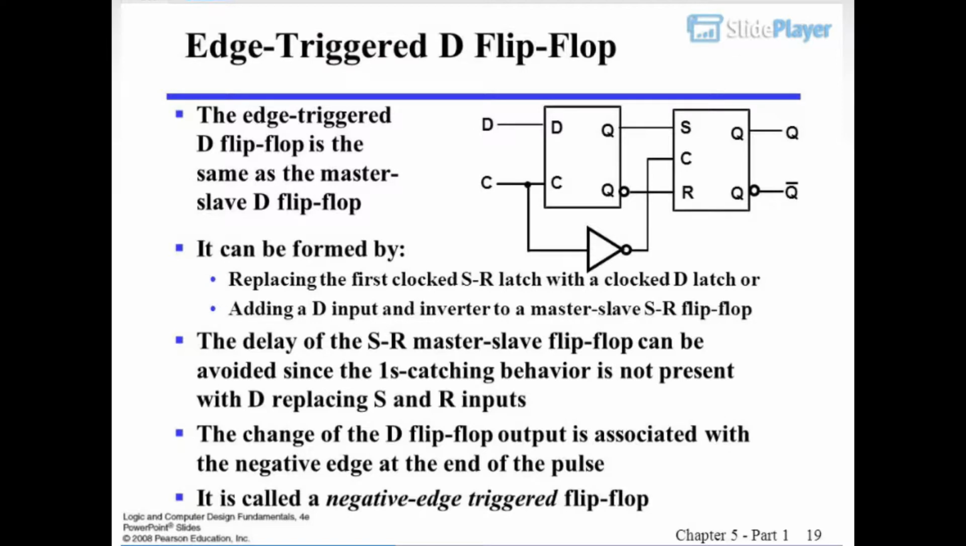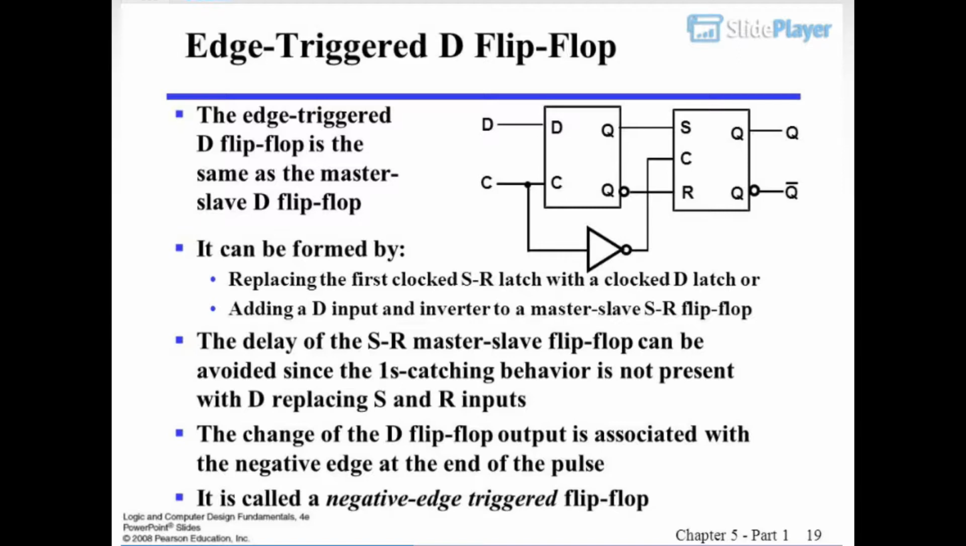Edge-triggered D flip-flop. The edge-triggered D flip-flop is the same as the master-slave D flip-flop. It can be formed by replacing the first clocked SR latch with a clocked D latch, or adding a D input and inverter to a master-slave SR flip-flop. The delay of the SR master-slave flip-flop can be avoided since the ones catching behavior is not present with D replacing S and R inputs. The change of the D flip-flop output is associated with the negative edge at the end of the pulse. It is called a negative edge-triggered flip-flop.